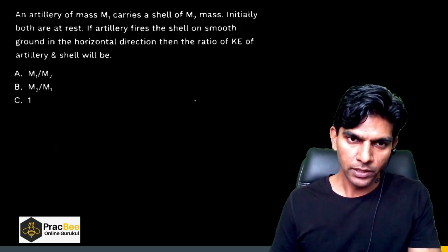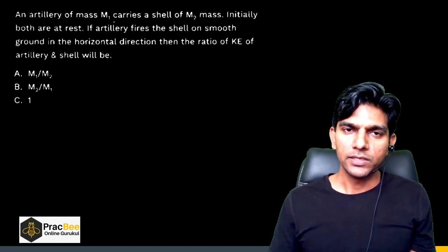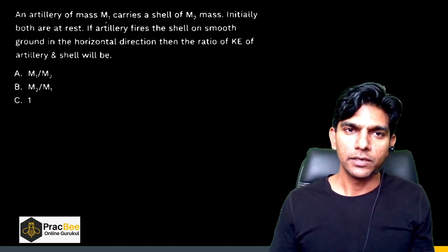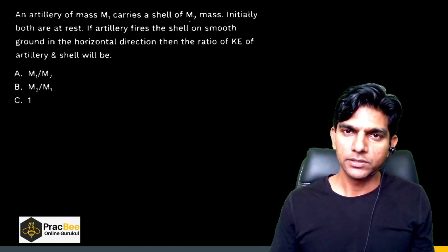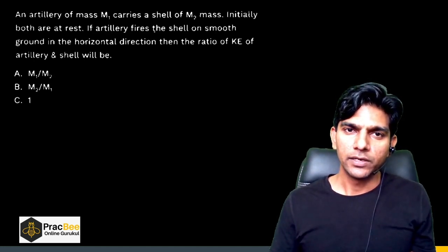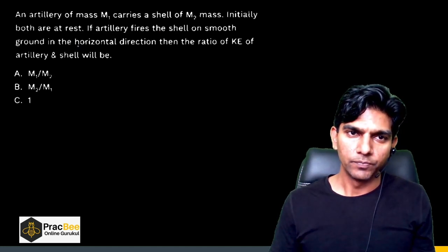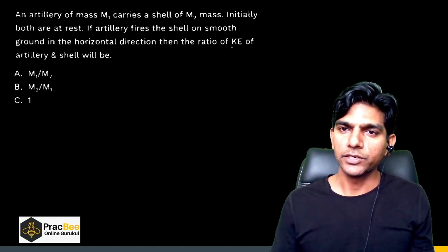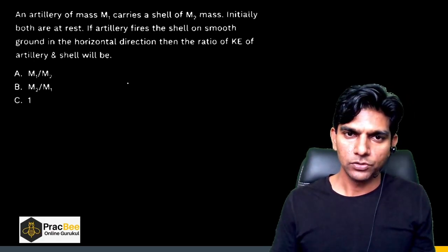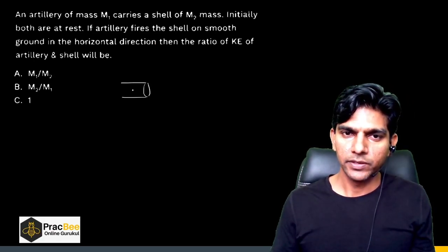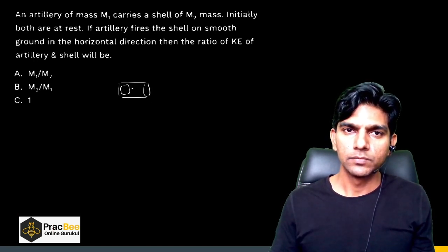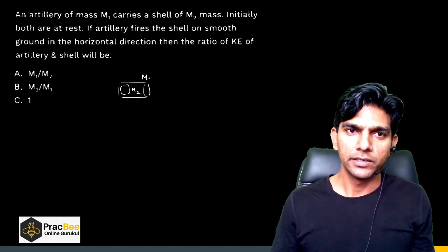Again, standard problem. An artillery of mass m1. So this question is from momentum conservation. An artillery of mass m1 carries a shell of mass m2. Initially, both are at rest. If the artillery fires the shell on smooth ground in the horizontal direction, then the ratio of kinetic energy of the artillery and the shell will be? Okay, right. So let us say this is the artillery which is carrying the shell, right? Its mass is m2 and mass of the artillery is m1.